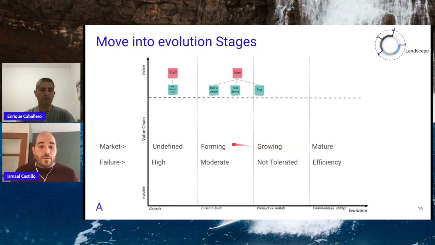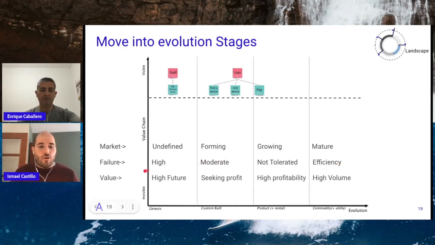The other element we can evaluate is the failure tolerance. When we are in Genesis, there is a high tolerance to failure, and as we progress and arrive at a product, it is not tolerated. In a commodity, we are looking for efficiency, which is a bit different. Or maybe we focus on the value. In Genesis, we are evaluating if it has a high future. In custom build, we are seeking profit. When we arrive at product, it's highly profitable. And when it's a commodity, we need high volumes to get value from this.